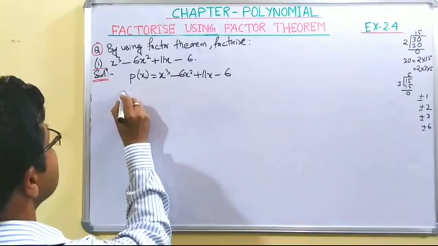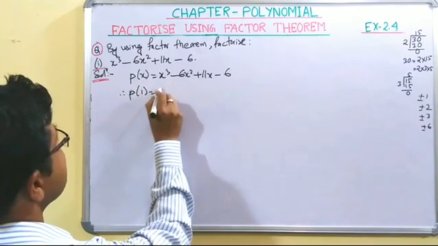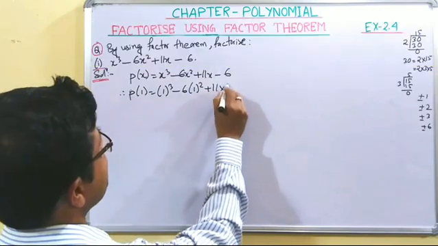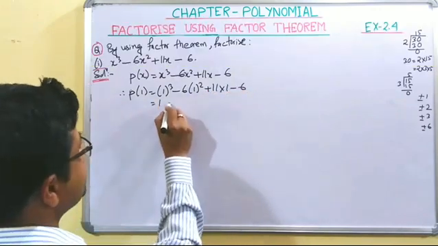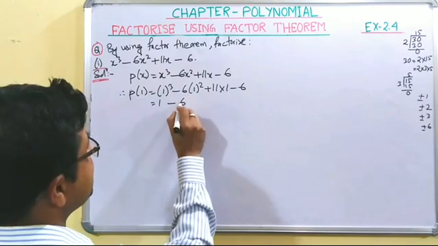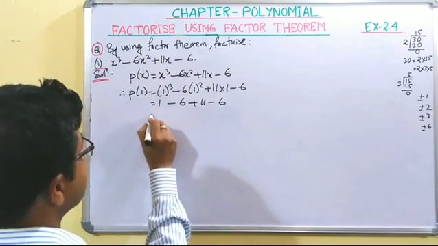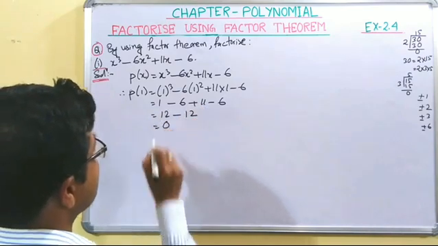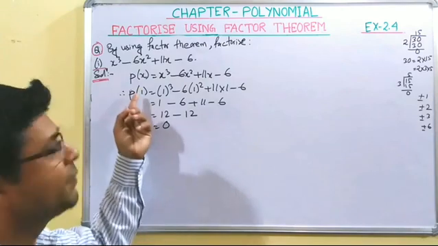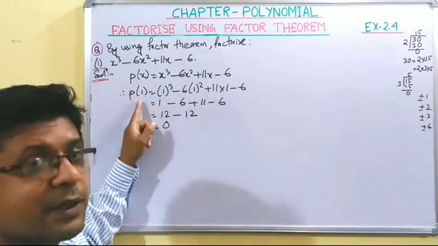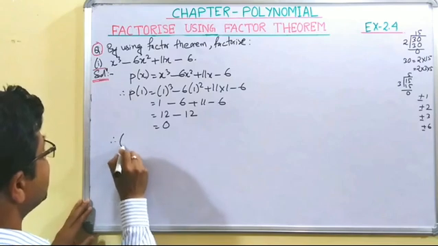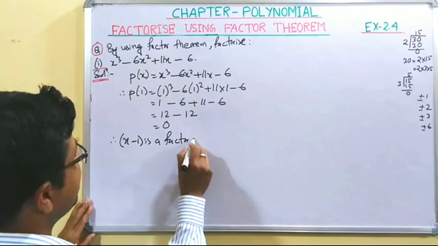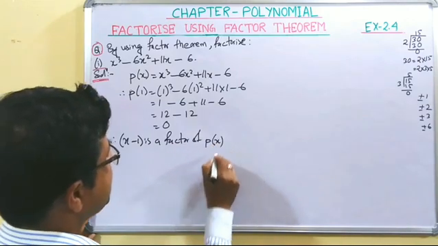Try with 1. Therefore p of 1 is 1 cube minus 6 into 1 square plus 11 into 1 minus 6. 1 cube is 1, minus 6 into 1 square, 1 into 6 is 6, plus 11 minus 6. 1 plus 11 is 12, minus 12 is equal to 0. The remainder is 0. So what is the factor? Can you remember? Yes, x minus 1 is the factor of p of x.